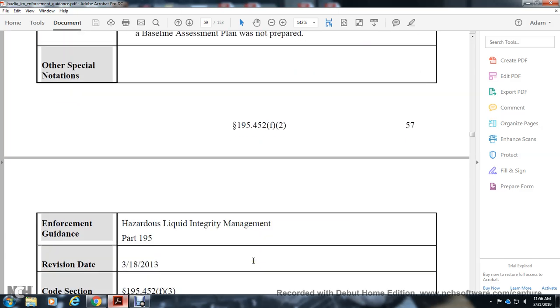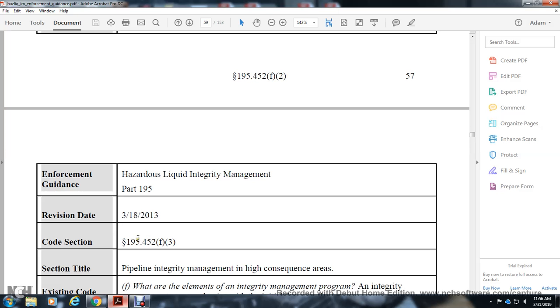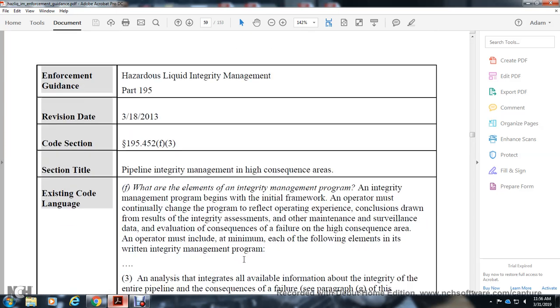Other special notations. Hazardous liquid integrity management plan. Hazardous liquid integrity management 195, March 18, 2013. Code section 195.452(f)(3), pipeline integrity management in high consequence areas, existing code. F: what are the elements of an integrity management plan?